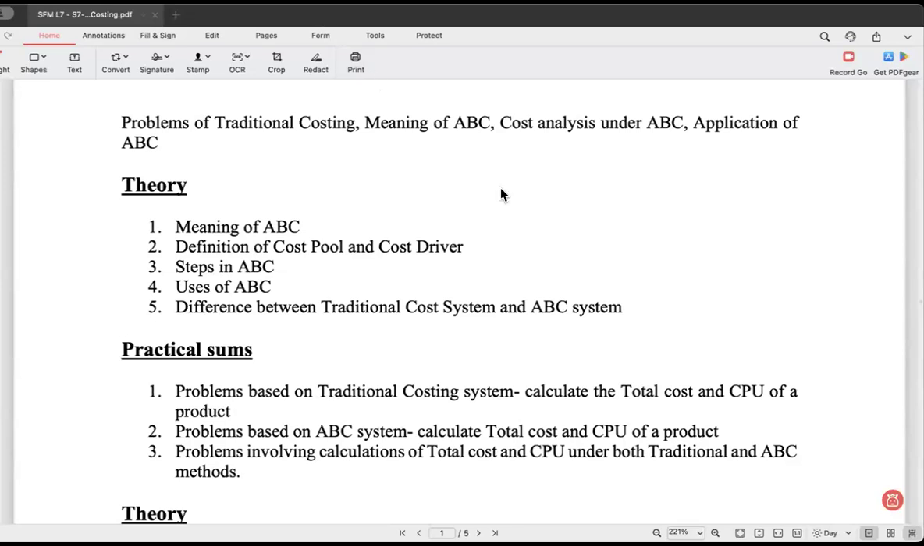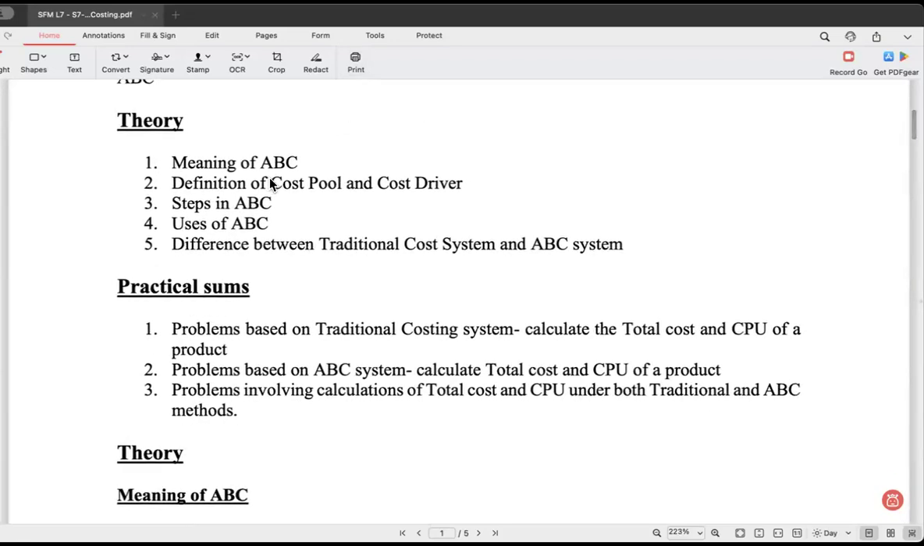So today we're going to learn about two different costing systems. One is called ABC and the other is called traditional costing. Mainly we're going to focus on the ABC system, but it's easier when we compare the ABC system with the traditional methods. So you'll be able to get a better understanding when we compare. That's the reason I'm going to start with the traditional costing system, and then I will be moving on to the ABC system. Right. So now we're going to learn about the meaning of ABC and the meaning of the traditional costing system.